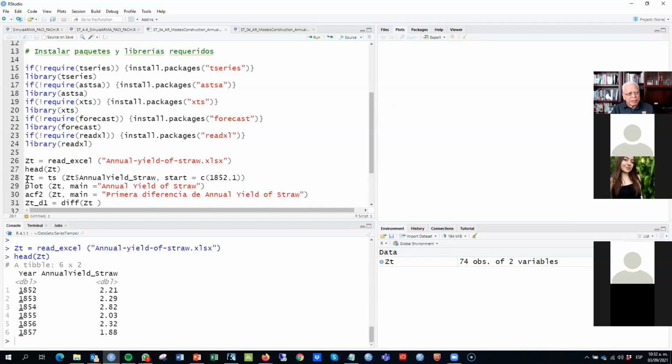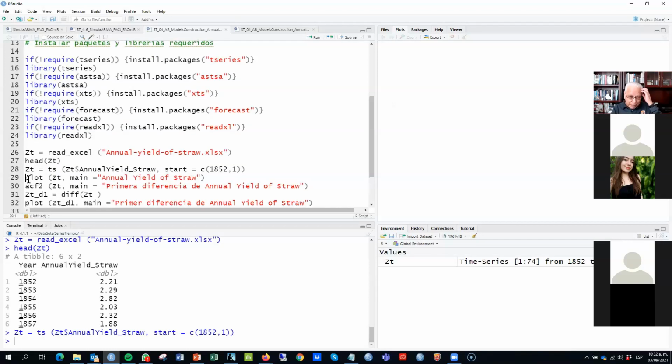I'm going to convert this first to a time series. Okay, I have yearly data, so my frequency is 1. I have one observation per year, so I'm just using the function ts with the series ZT, annual yield of straw, and I'm calling that ZT because I no longer will need the years, and I'm saying when this starts. Okay, now I plot the series.